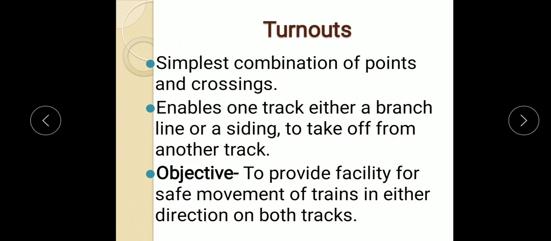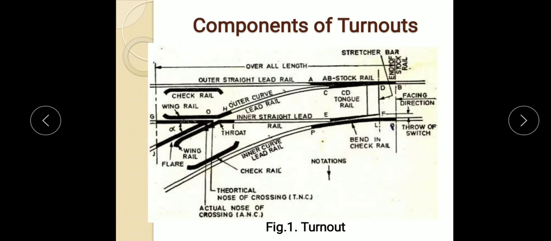So a turnout is the simplest combination of points and crossings, and it enables one track, that is either a branch line or a siding, to take off from another track. The objective of turnouts is to provide facility for safe movement of trains in either direction on both the tracks. So means the facility of movement of trains in any direction can be provided on both the tracks by using the turnouts. So here we can see the figure of a turnout.